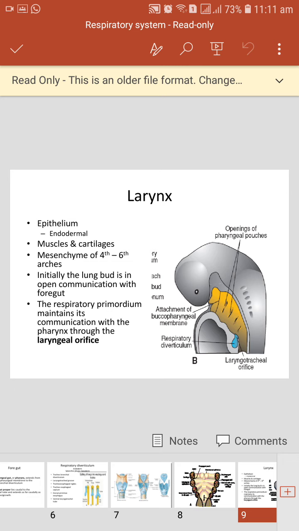At about the time that the cartilages are formed, the laryngeal epithelium also proliferates rapidly, resulting in temporary occlusion of the lumen. And the subsequent vacuolization and recanalization produces a pair of lateral recesses, which are known as the laryngeal ventricles. These recesses are bounded by the folds of tissues that differentiate into the false and the true vocal cords. So, initially, the lung bud is in open communication with the foregut. The respiratory primordium maintains its communication with the pharynx through the laryngeal orifice.